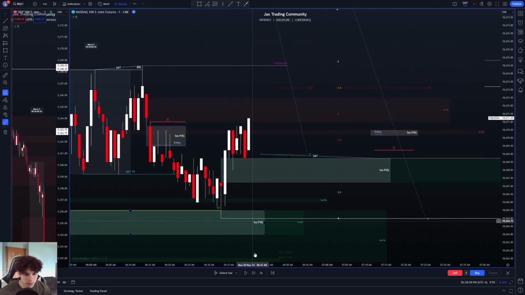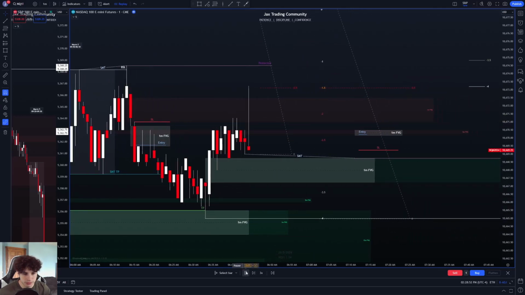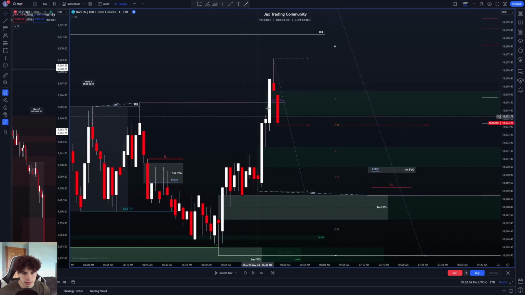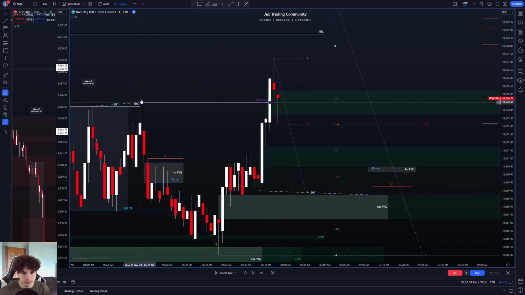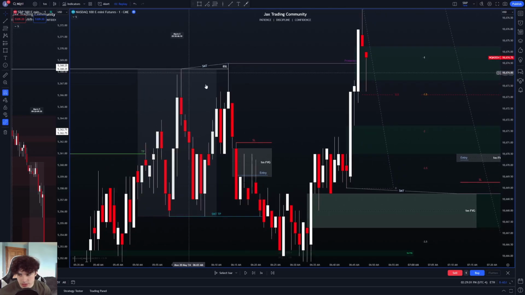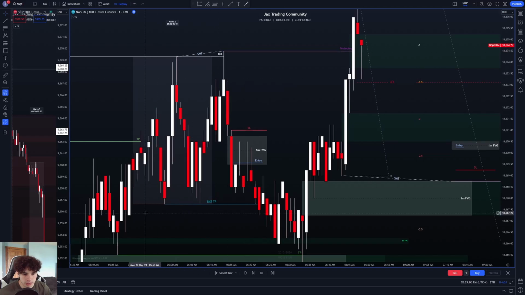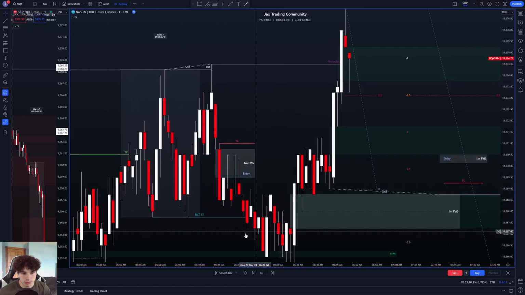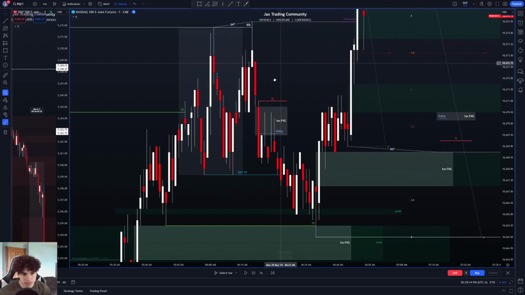So we get displacement up, and it looks like we're respecting this initial fair value gap. And we head straight up to this protected high. So the way this will work is when you have an SMT here, this creates a protected high, and then here's your SMT TP. After this SMT TP gets hit, the likely draw of liquidity is back up to this protected high. So that's exactly what happened.